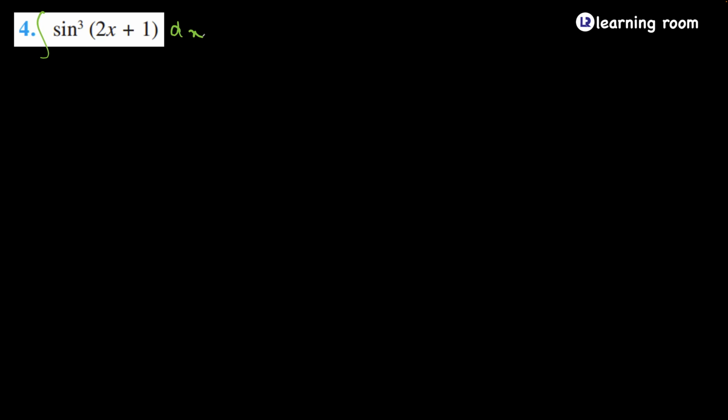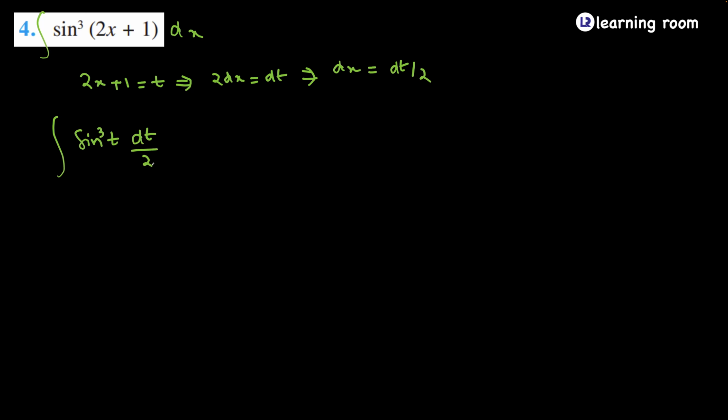So integral of sine cube x into 2x plus 1. So what are we supposed to do? Put 2x plus 1 is equal to t, which implies 2 times dx is equal to dt, or dx is equal to dt by 2. So integral of sine cube t dt by 2.